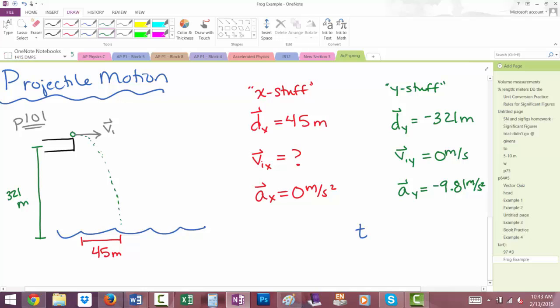Okay. We need to find this. Right now, we only know 2 things about the x direction. Hard to solve if you only know 2 things. We've learned that, right? You need 3 to find the 4th. We can find time, though, using the y stuff. Do you remember last chapter that I told you there was going to be one equation that you would get to know very well? Take a look at what's in here. We've got initial velocity, displacement, acceleration, and time. Do you have an equation that has those 4 things in it? Yeah, you do.